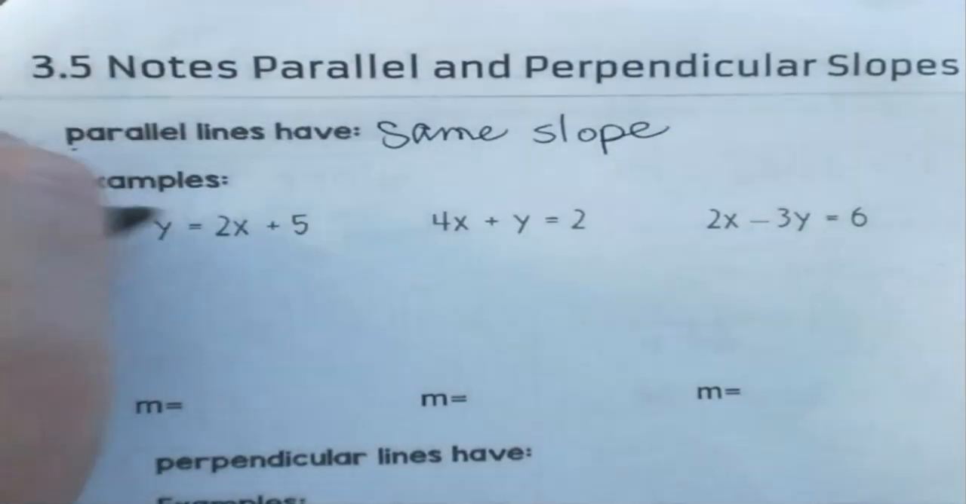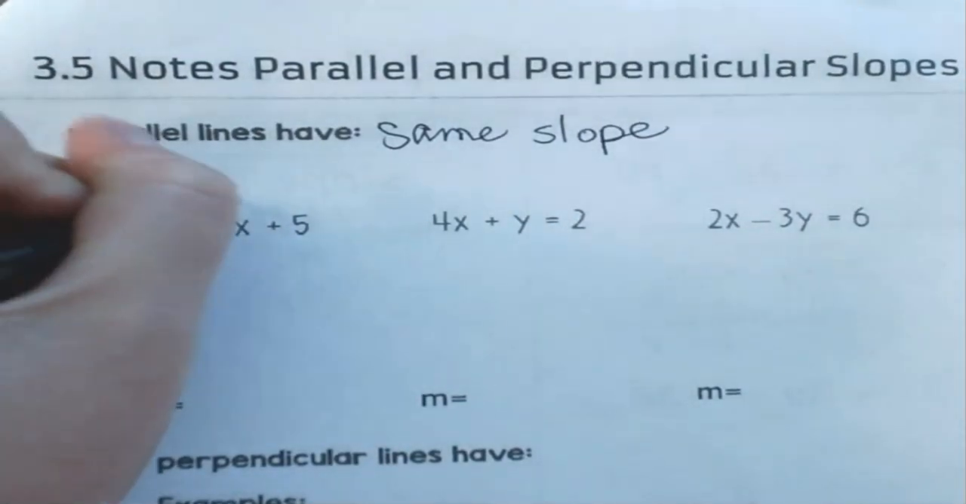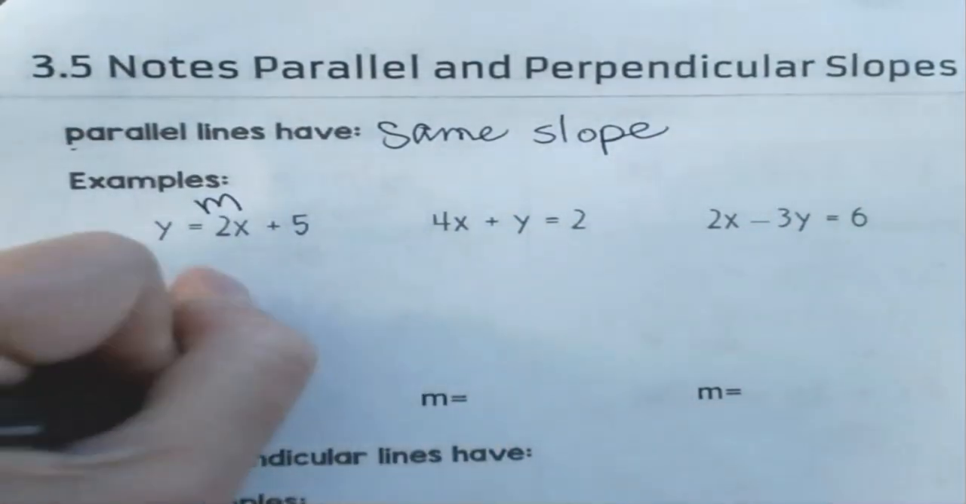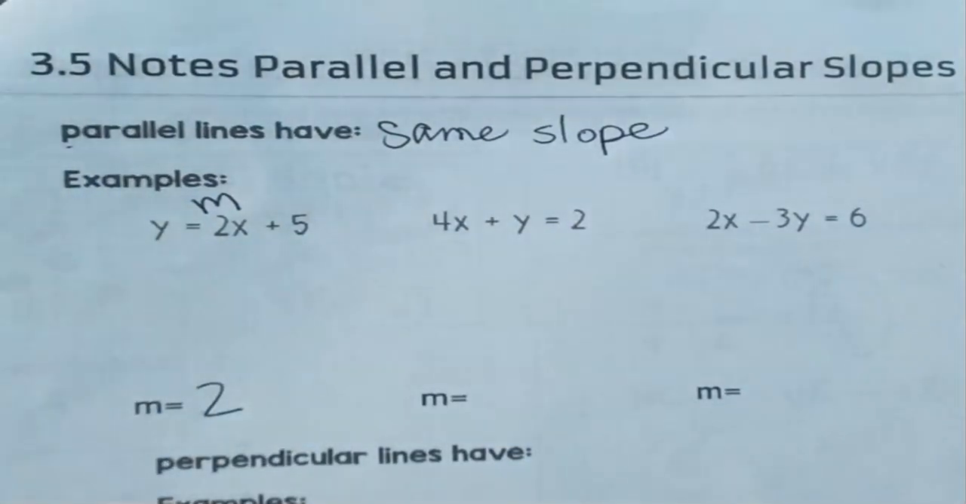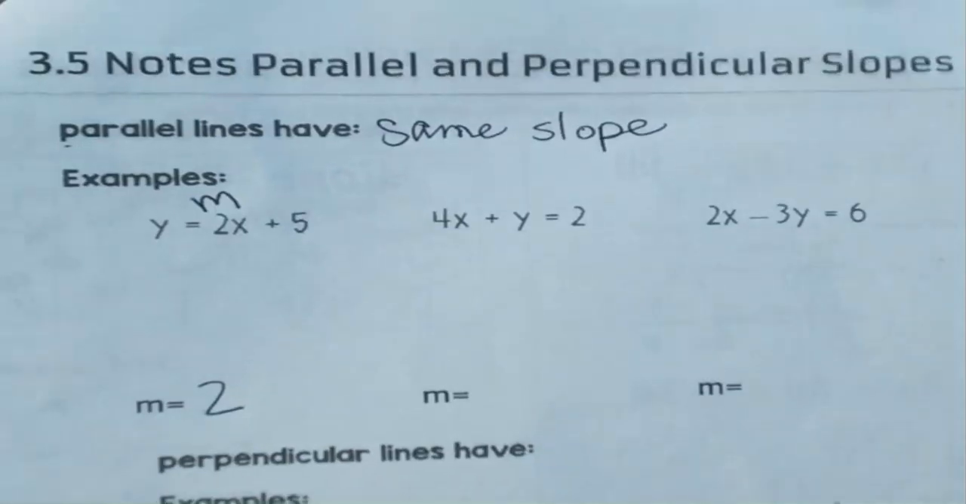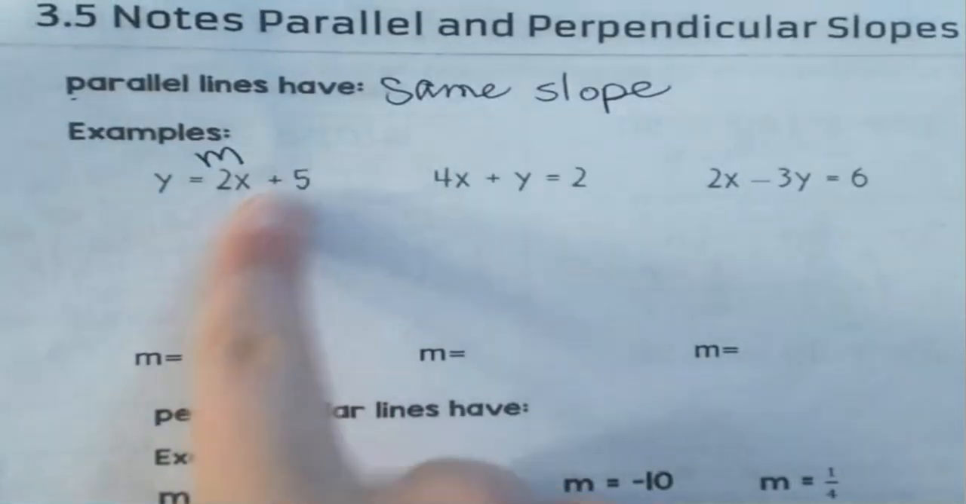So in y equals mx plus b form, our m is going to be our slope. So that is going to be 2. And then parallel lines have the same slope. So a parallel line to this line would have a slope of 2.